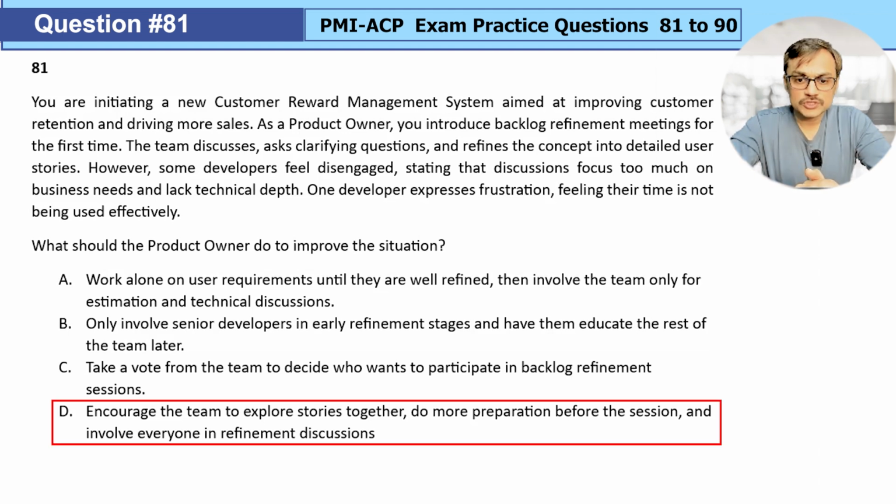Option D, encourage the team to explore stories together, do more preparation before the session, and involve everyone in refinement discussions. I would say this one pretty much covers what should be done. You should get some details in advance, and then you insist on involving everyone, not bypassing them, and you encourage them to participate as well. So, looking at the options available, I can easily go with option D without much confusion here. And you should also be able to choose option D in your exam if you face this kind of question.